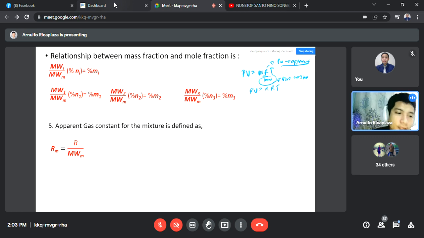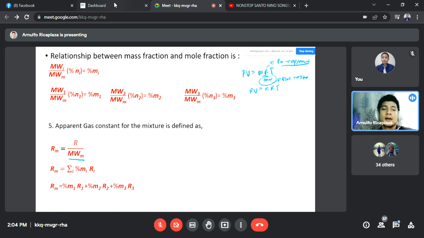The gas constant is 8.314. So going back, to find the apparent gas constant for the mixture, RM is equal to R over the molecular weight of the mixture. We already know how to get this, same as the formula. Or if you want a shortcut, to find RM, that is the summation of the percent mass of any gas times the gas constant of that gas.